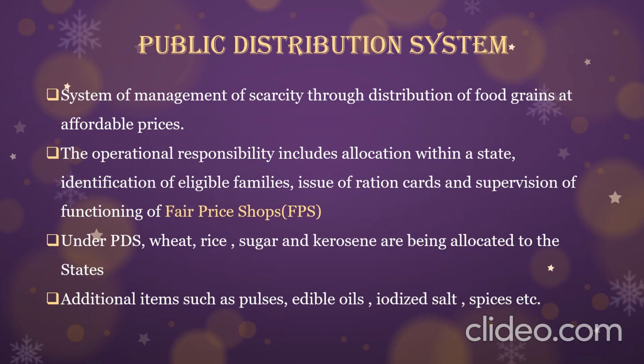The public distribution system was evolved in the 1960s. It is nothing but a system of management of scarcity through distribution of food grains at affordable prices. This public distribution system is operated under the joint responsibility of the central and the state governments or the union territory governments. The operational responsibility includes allocation within a state, identification of the eligible families, issuing of ration cards, and supervision of functioning of the fair price shops or FPS. Under this system, several commodities such as wheat, rice, sugar, and kerosene are allocated to the states as well as the union territories. Additional items such as pulses, edible oils, iodized salts, spices can be provided to the eligible families.